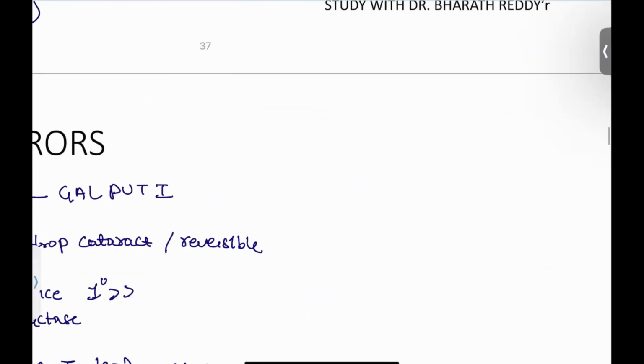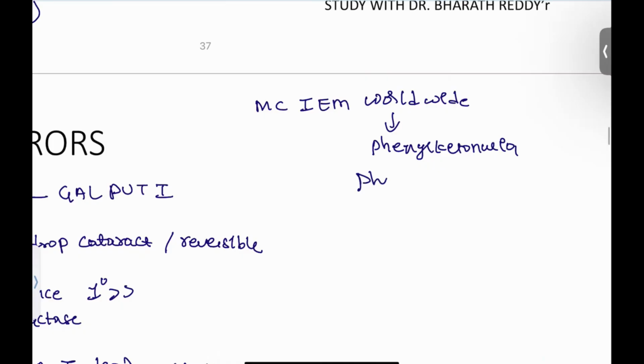Next, coming to the most common type of inborn error of metabolism worldwide. Worldwide, the most common is phenylketonuria. In phenylketonuria, what is the enzyme that is deficient, guys? That is phenylalanine hydroxylase.